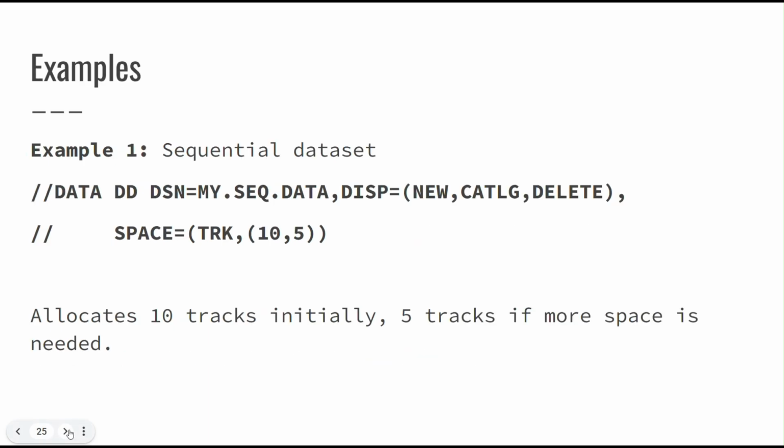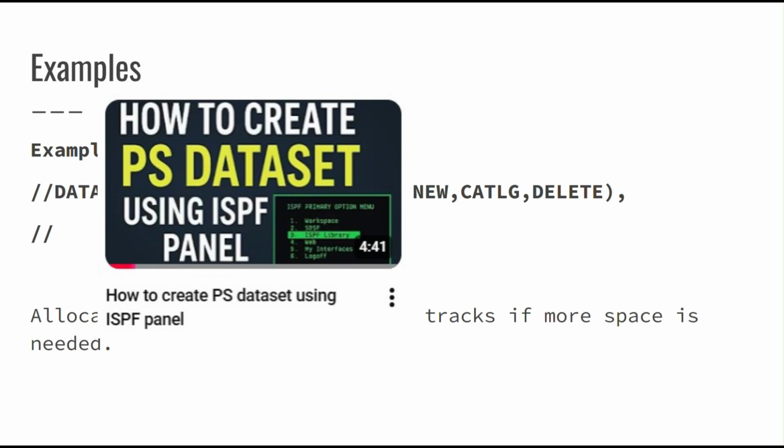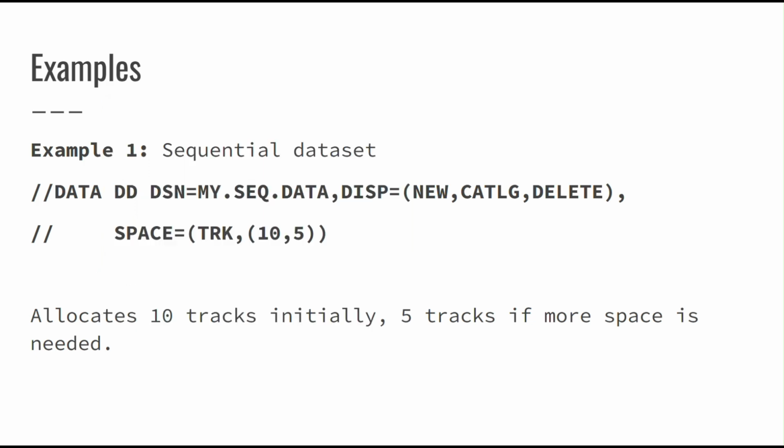Now let's see the examples. Example 1. Sequential dataset. Sequential dataset means PS dataset. If you want to know how to create a PS dataset using ISPF, you can check out this video. Now let's see this example. Here the dataset name is provided as MY.SEQ.DATA and disposition as NEW, CATLG, DELETE. Space equals TRK, comma 10, comma 5, which means we are telling the system 10 primary quantity is enough and 5 secondary quantity is enough.